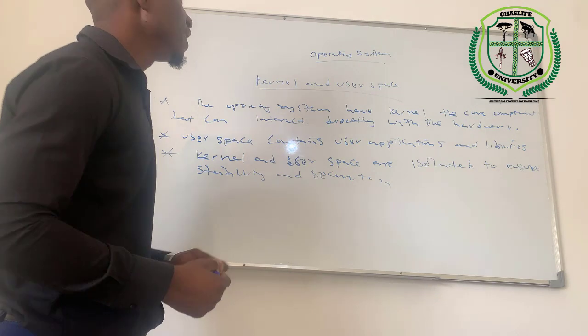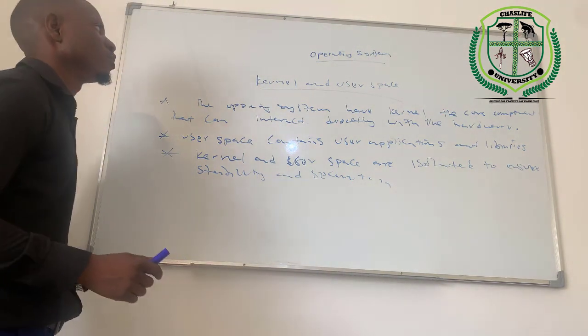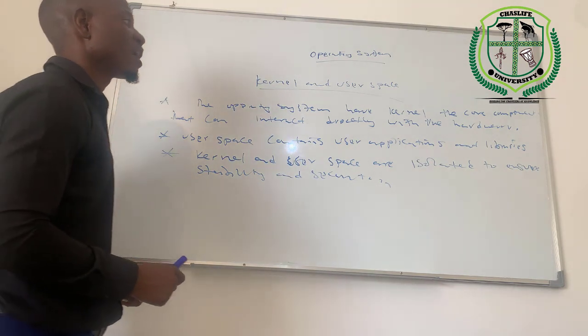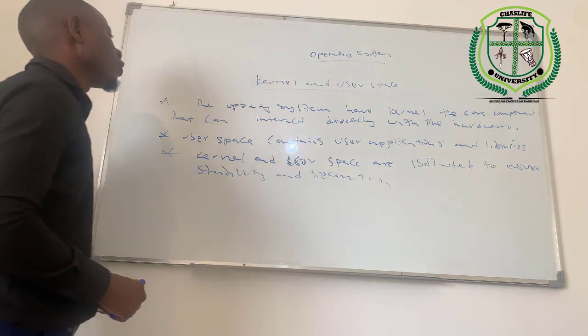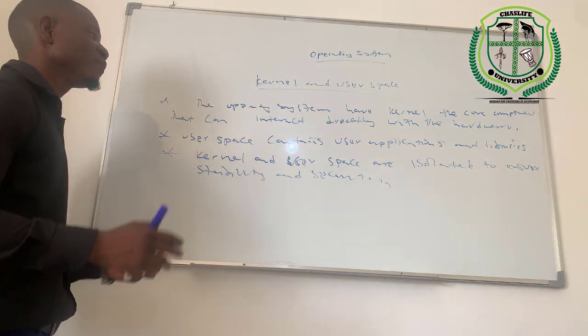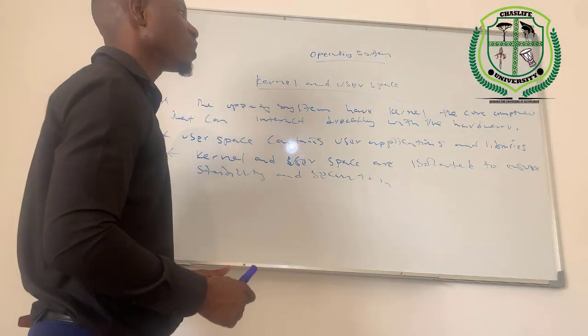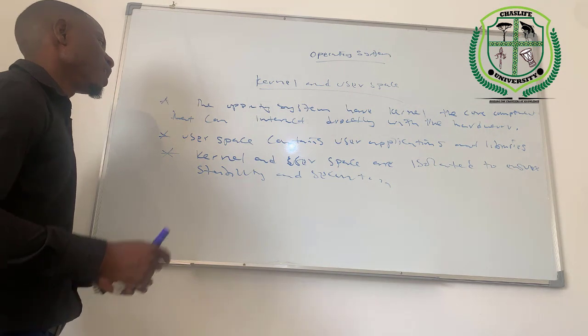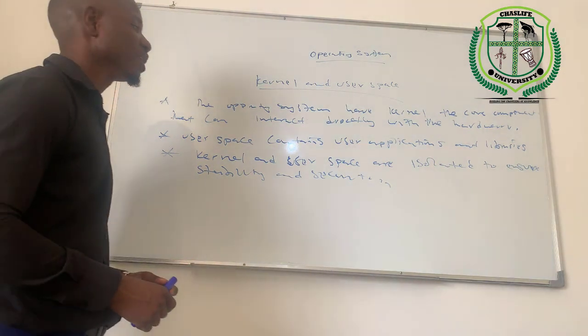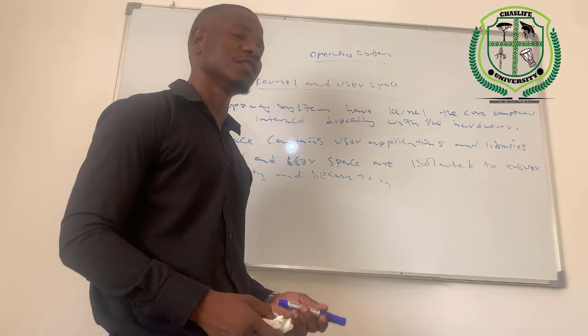So these are just a few things about kernel and user space. The operating system has a kernel, the core component that interacts directly with the hardware, and the user space contains user applications and libraries. Kernel and user space are isolated to ensure stability and security.